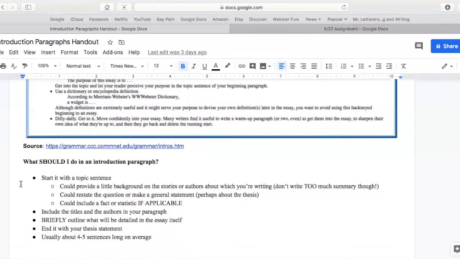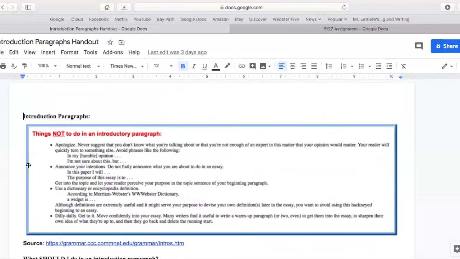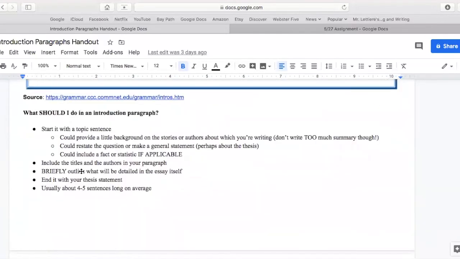These are the things that I wouldn't want to see in your intro. So what do I want to see in your intro? Start it with the topic sentence. Your topic sentence could provide a little background on the stories or the author which you're writing about. Don't use too much summary though. Remember, don't dilly-dally, go straight to the point.